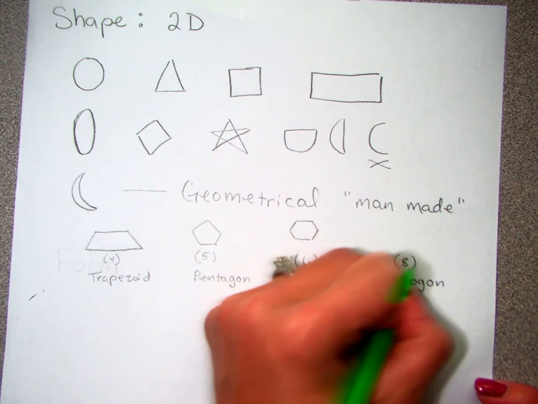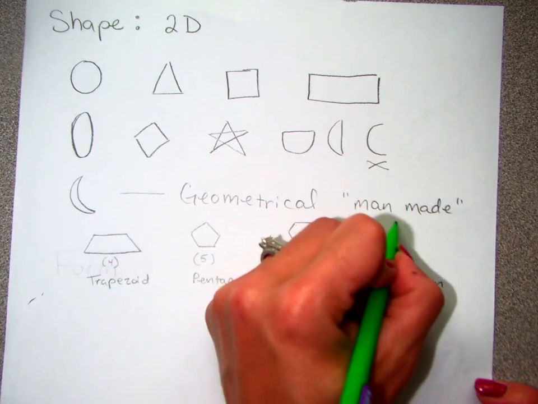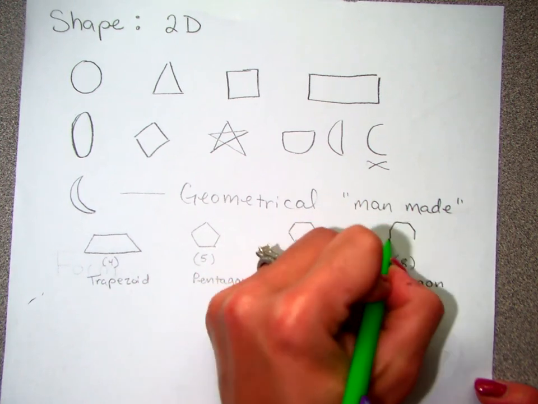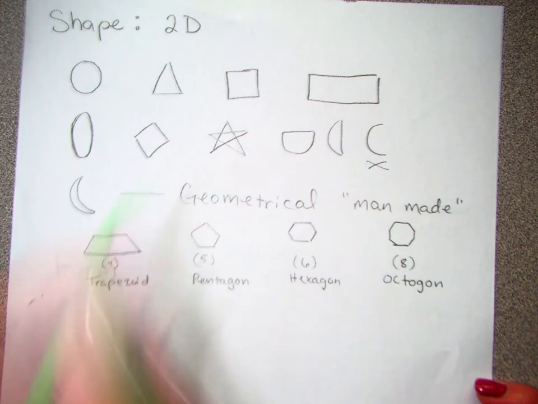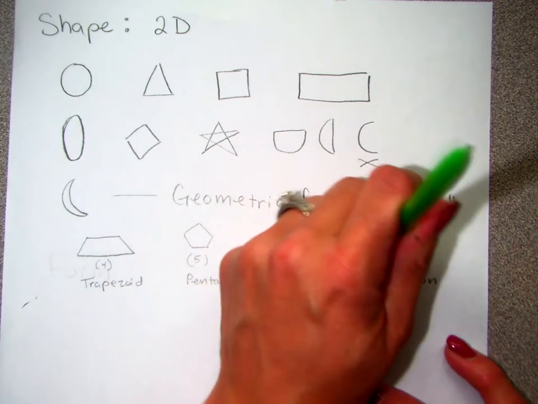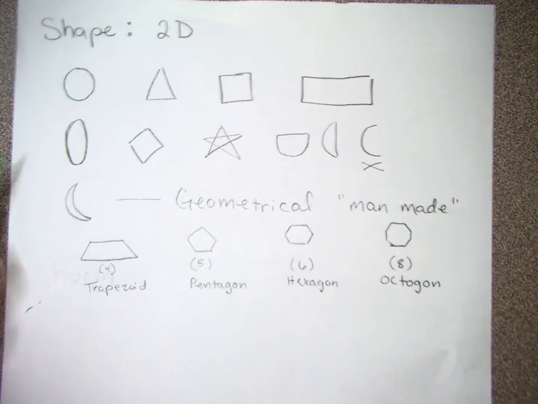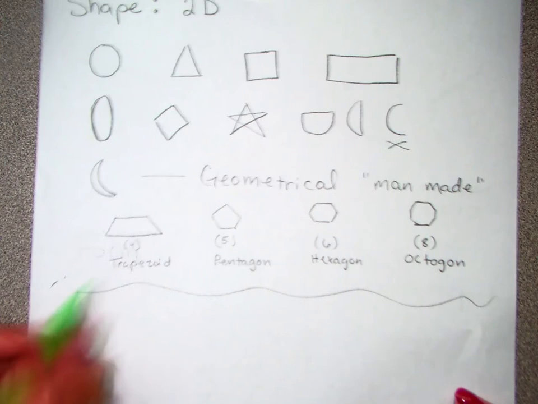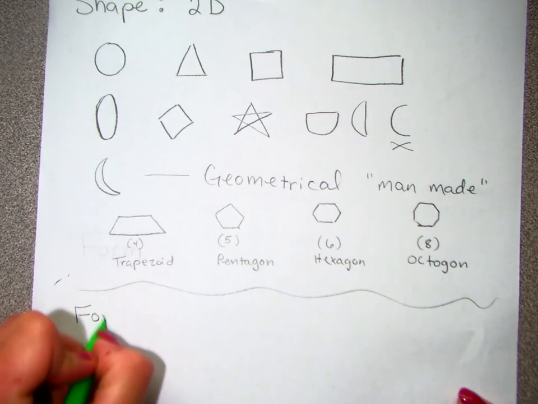That is 8 sides. That's a stop sign. So 1, 2, 3, 4, 5, 6, 7, 8. Okay. All right. So these are all our geometrical shapes. Okay. Then we have our forms.